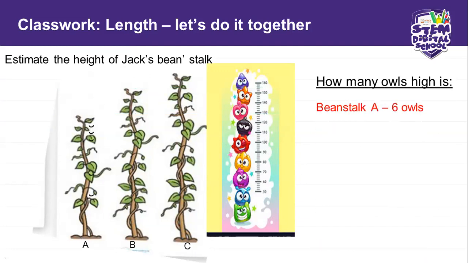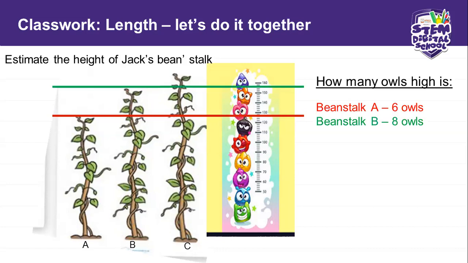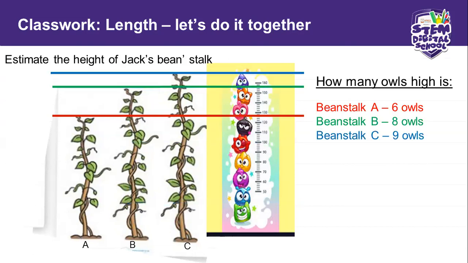Right. The first one we said beanstalk A, it's 6 hours high. And then beanstalk B, we said it is 8 hours high. And then beanstalk C, we said it is 9 hours high. Well done. Do we all see the height? Yeah, and the difference.